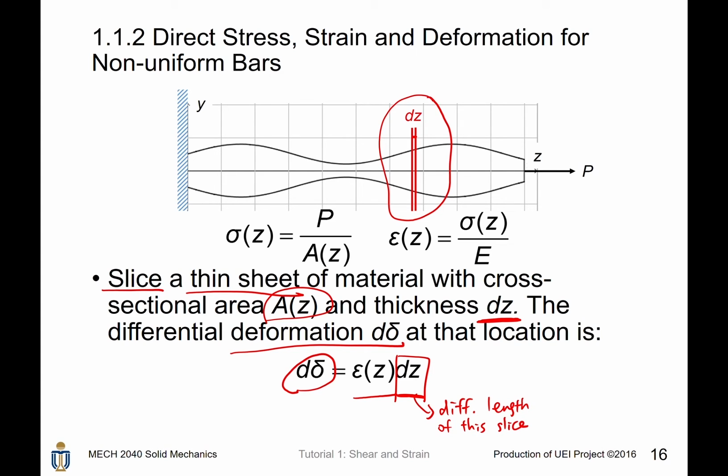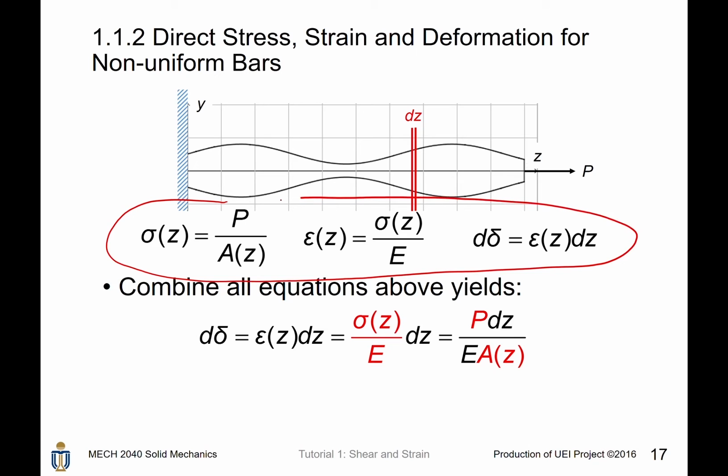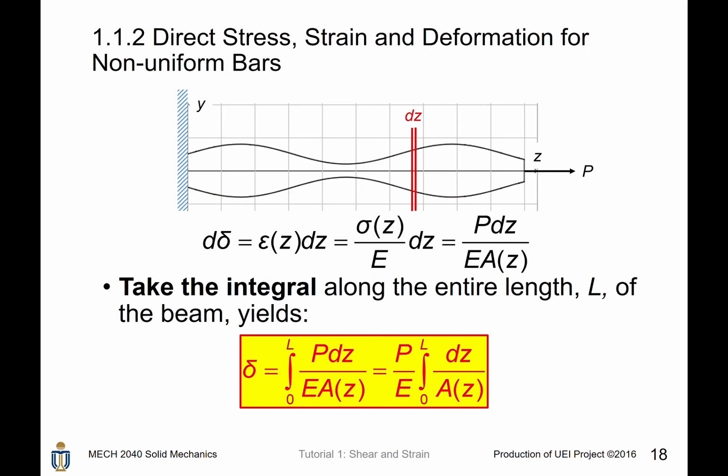So this slice is very thin, okay? We assume on this very thin slice, the strain epsilon will be the same over this very small slice. And then we just use this relationship to find d delta equals epsilon(z) times dz. Finally, we combine all those relationships, then we can find the differential change of length, which is P times dz divided by E A(z). And finally, you take the integral. Then you will get this result.